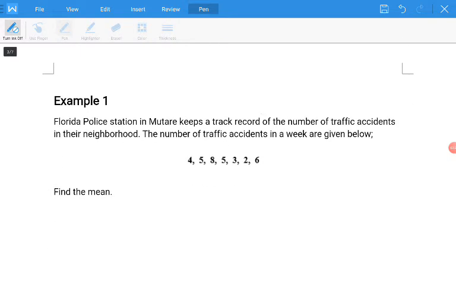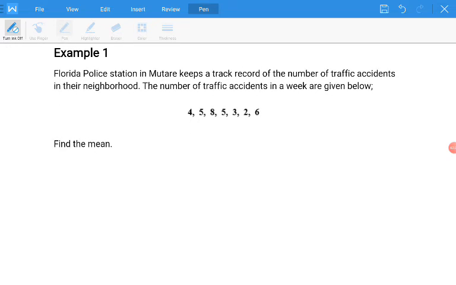So let's look at an example. Example 1 is saying a Florida police station in Mutare keeps a track record of the number of traffic accidents in their neighborhood. The number of traffic accidents in a week are given below. Find the mean.